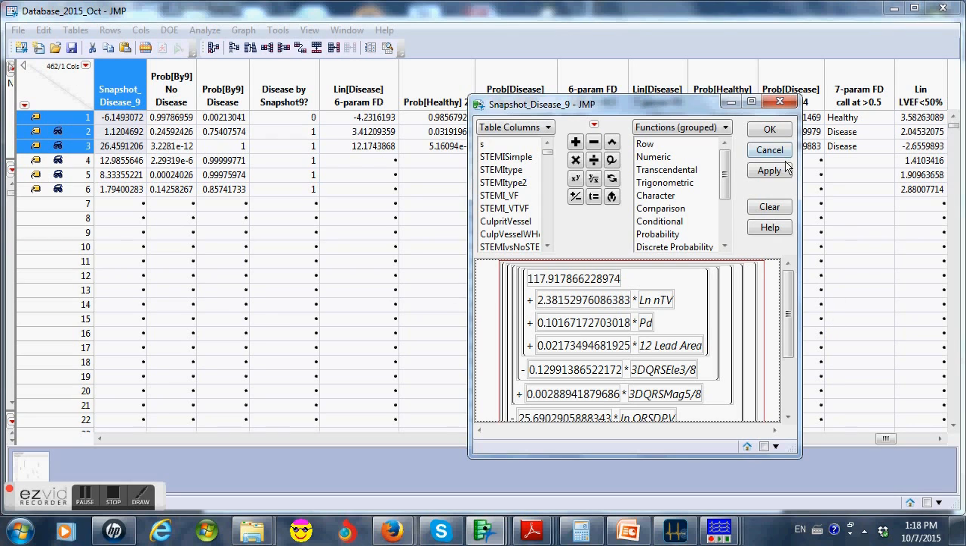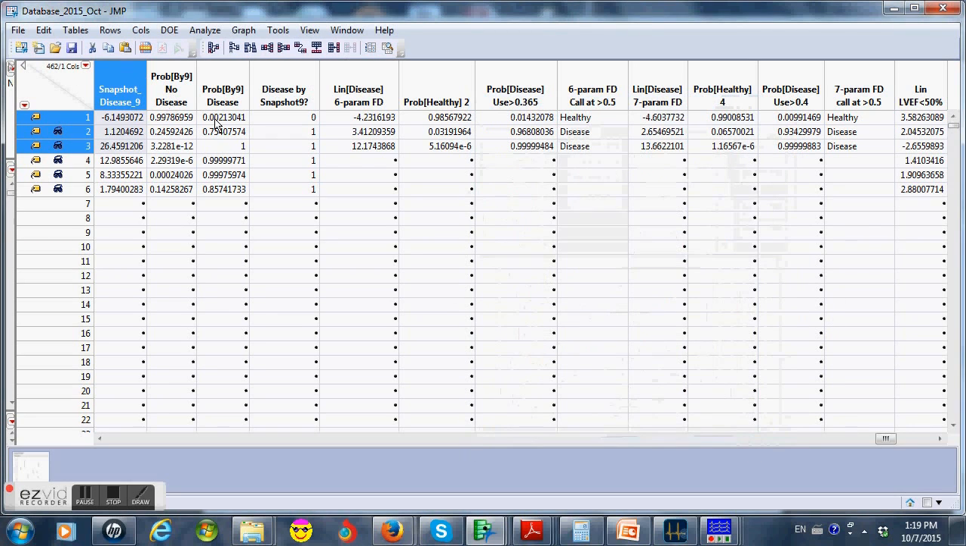This is by the snapshot ECG, so all the parameters in here are derivable from the snapshot. We can see then what the result is of the score. And the only person with a negative result is the first person. That was our healthy 25-year-old male. So he does not have disease by the snapshot ECG, whereas you see in the 4th column here that everybody else has disease.